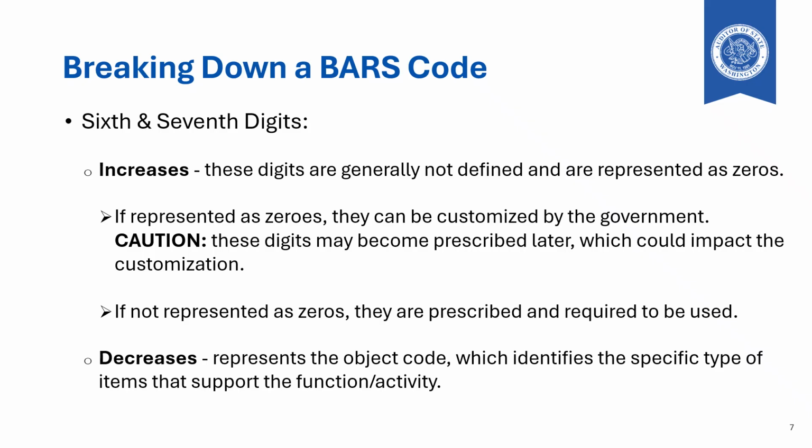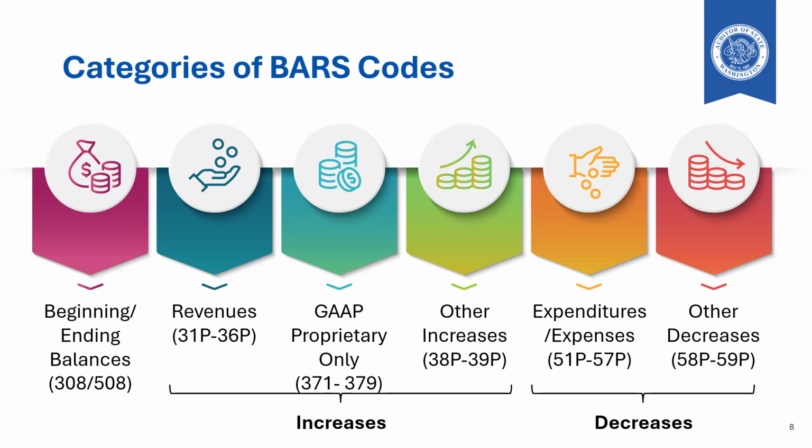For decreases, these digits represent the object code, which identifies the specific type of items that support the function or activity. As promised, let's talk about the categories of BARS codes. As you can see, we have it broken out by beginning and ending balances, revenues, the 3-7 series, which applies to GAAP proprietary funds only, then other increases, expenditures, and lastly, other decreases.